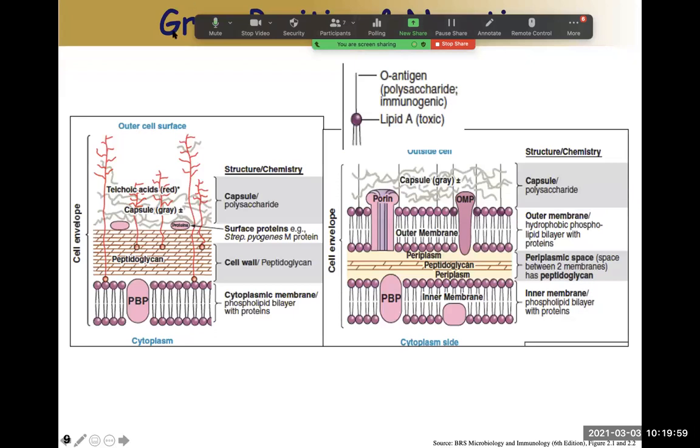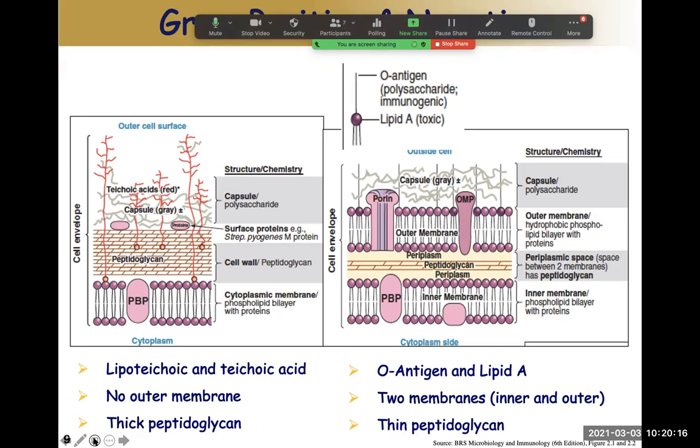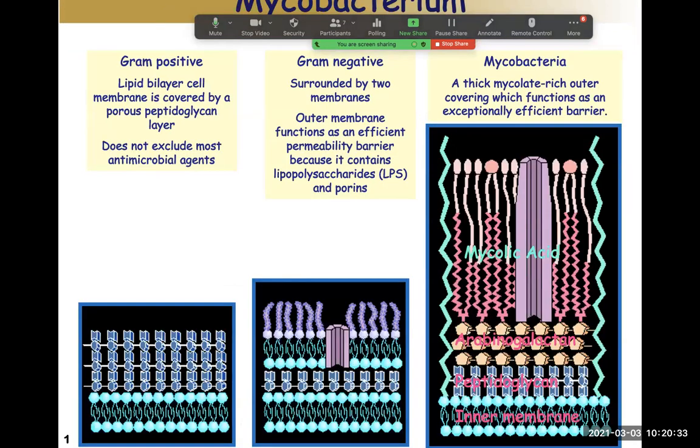Very quickly, the difference between gram-negative and gram-positive is what we have on the membrane. Gram-positive has lipoteichoic acid, whereas gram-negative has O-antigen and lipid A. Gram-positive has no outer membrane; gram-negative has two membranes, inner and outer. Gram-positive has a thick peptidoglycan layer, and gram-negative has a very thin peptidoglycan layer. All this has an impact on how we treat them, and on understanding the physiology of these organisms.